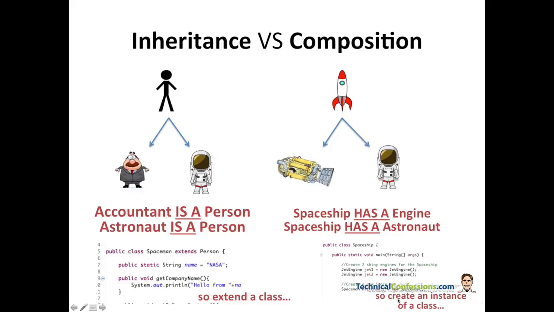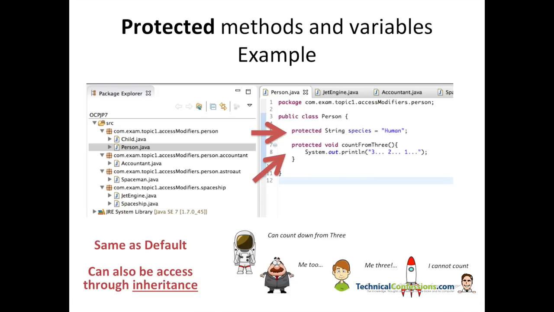And this is where we're going if I go back. When we have it as default, when we have it as protected, it's like default, but when it's accessed for inheritance, that will also allow that availability.